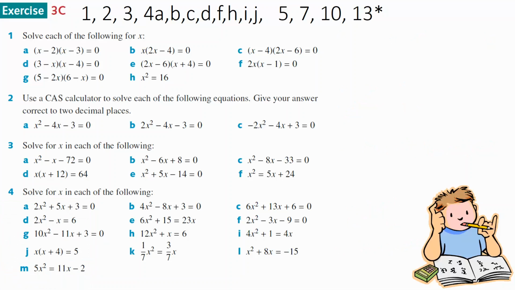Let's do 4b, 4x squared minus 8x plus 3.